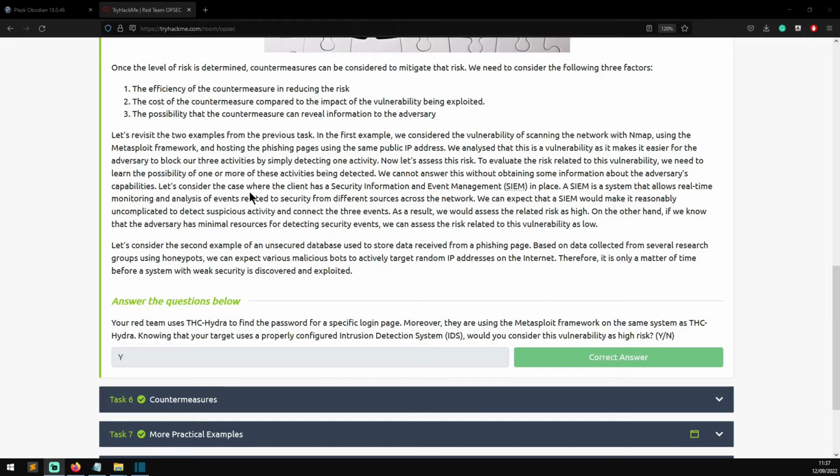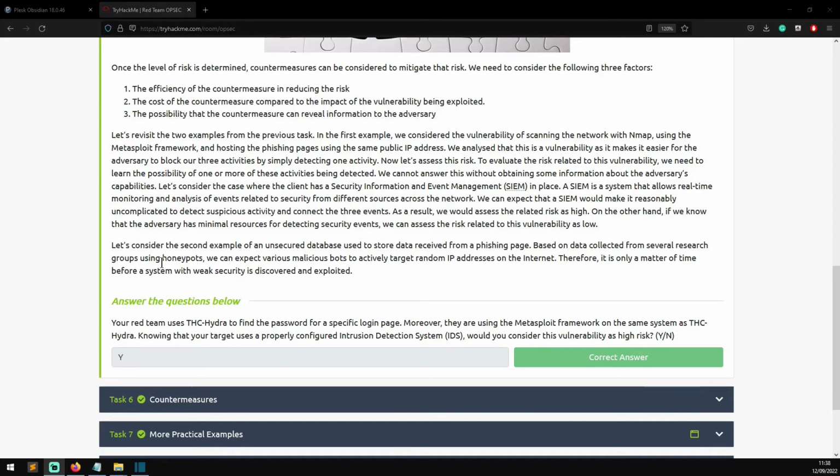Let's consider the case where the client has a Security Information and Event Management system, SIEM, in place. A SIEM is a system that allows real-time monitoring and analysis of security-related events from different sources across the network. We expect that a SIEM would make it reasonably uncomplicated to detect suspicious activity and connect these events. As a result, we would assess the related risk as high. On the other hand, if we know the adversary has minimal resources for detecting security events, we can assess the risk related to this vulnerability as low.